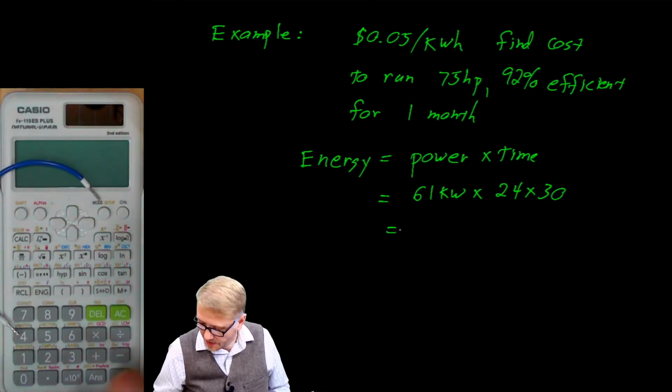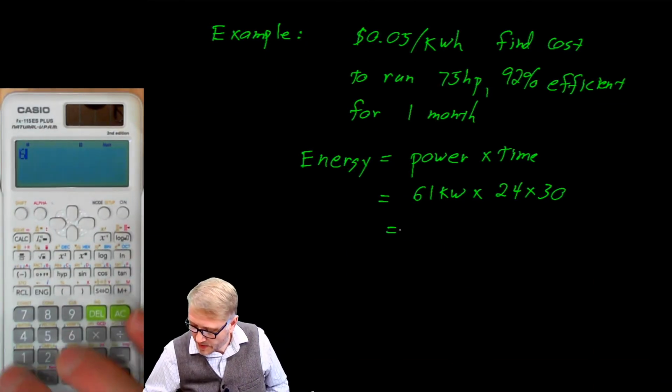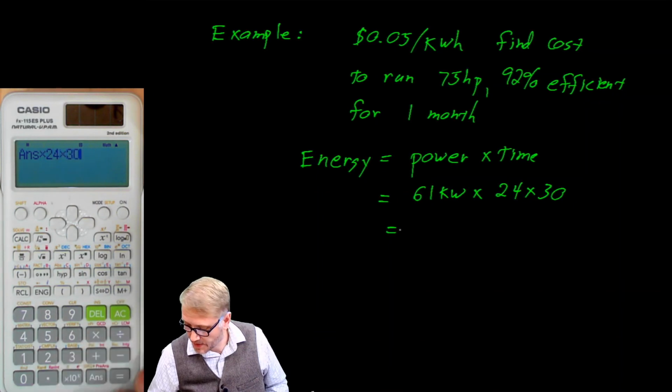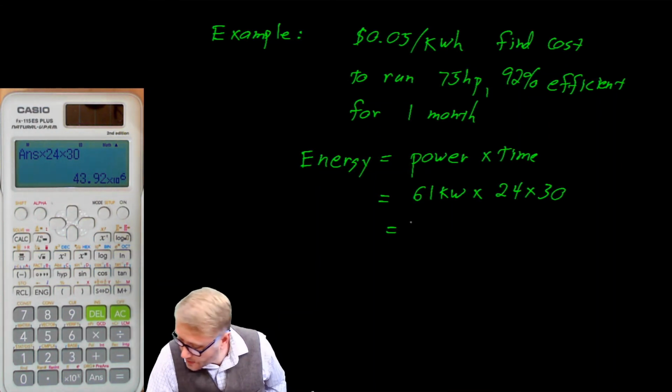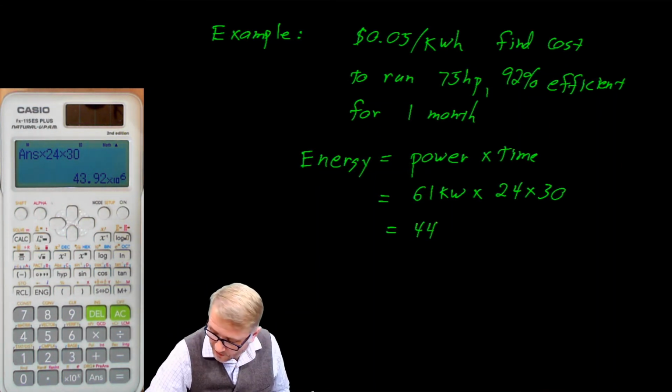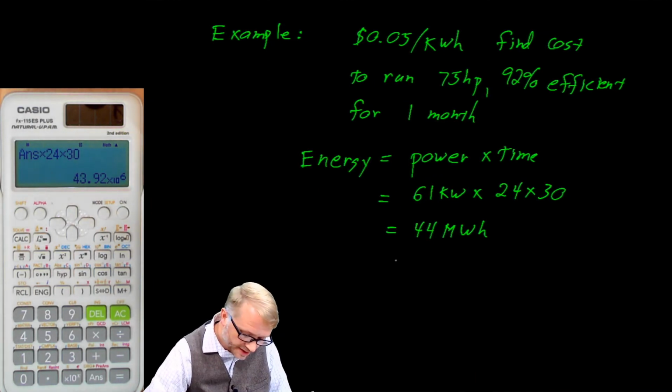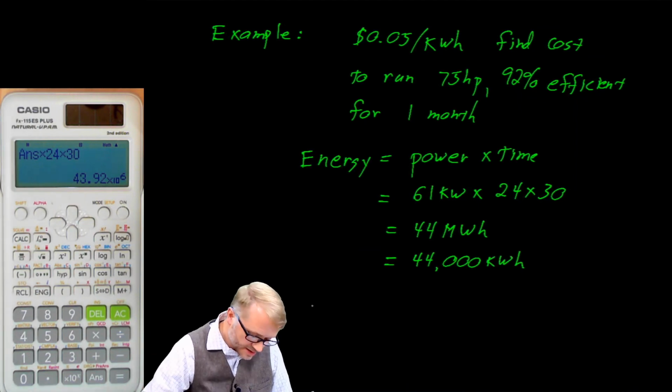So that equals, let's get the calculator going here. 61 E3 times 24 times 30. I'll put that back into engineering. So that's about 44 million watt hours. It's quite a bit of energy. While this is technically correct, I'm going to convert it over to kilowatt hours just so it works out better for our calculations. So that's 44,000 kilowatt hours.